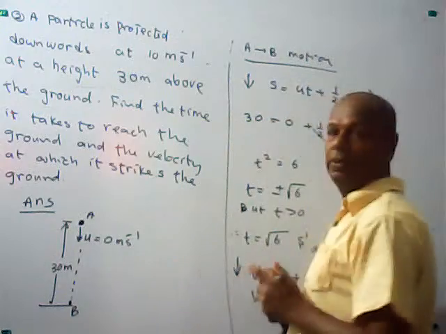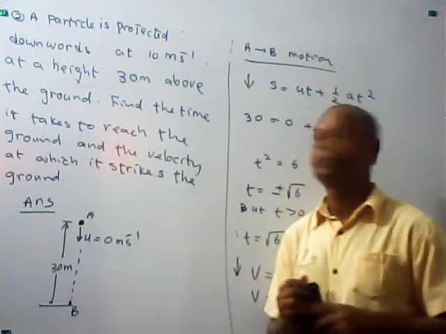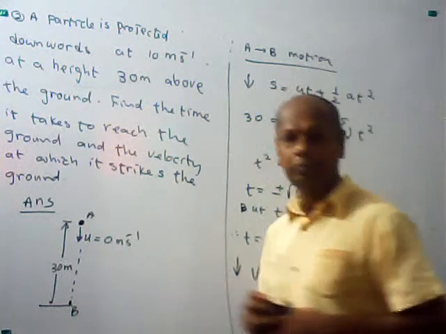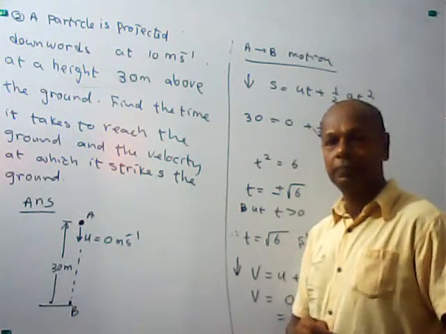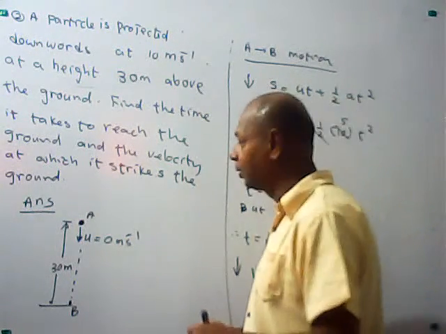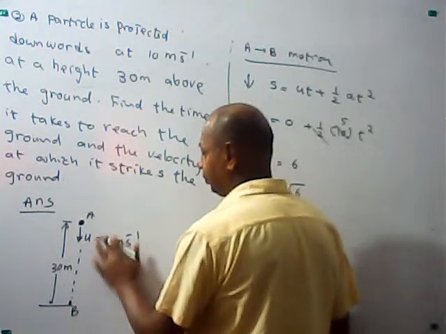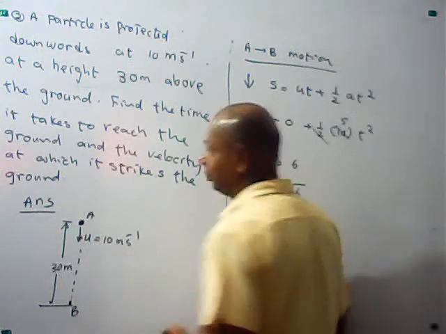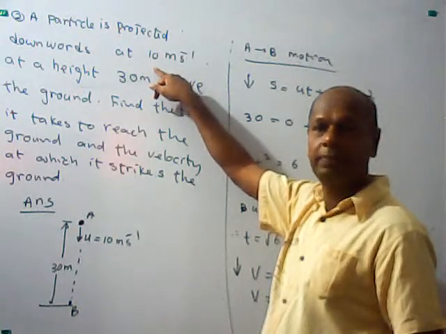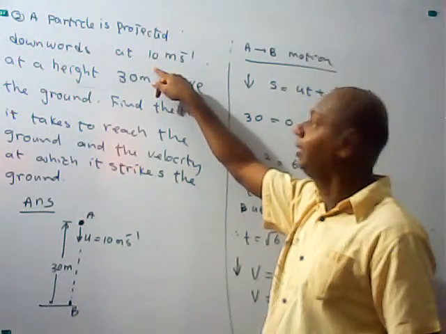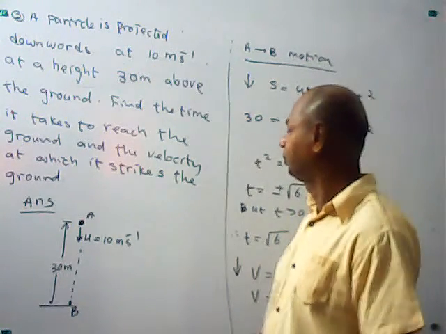I have changed the parts of the sum. Now try it quickly. This is question number 2. I have changed the data. Now do it quickly and give me the answer. Now the difference is it is not dropped this time. It is projected downwards at 10 ms minus 1.